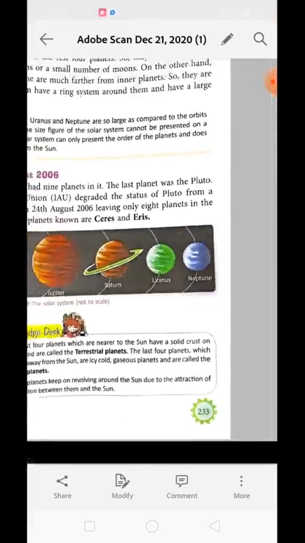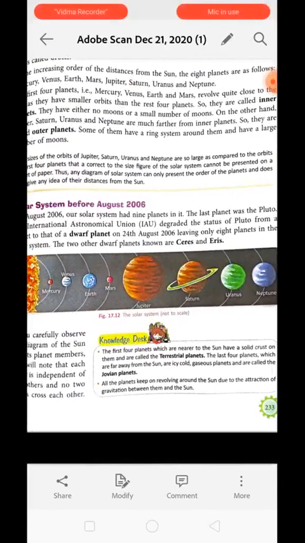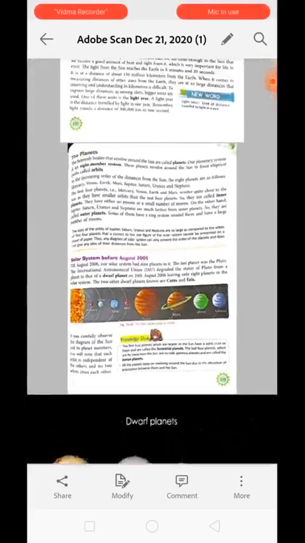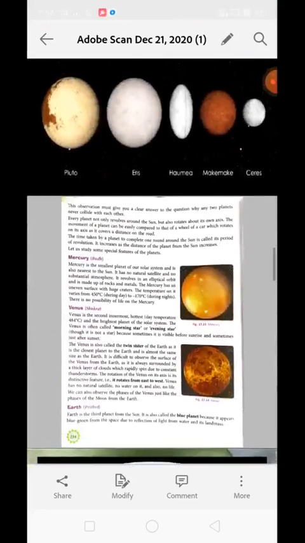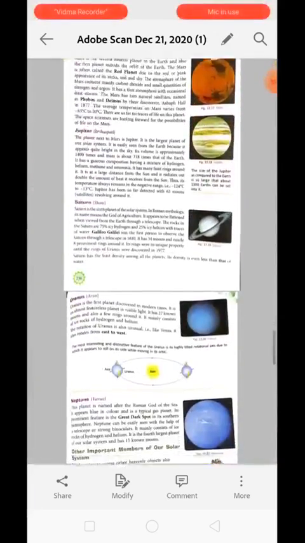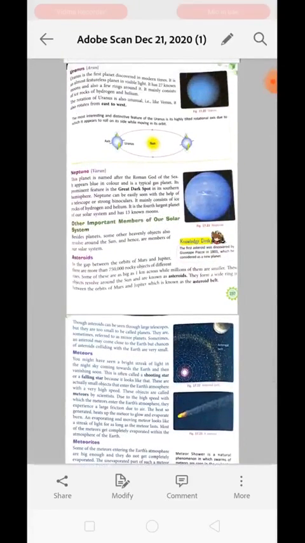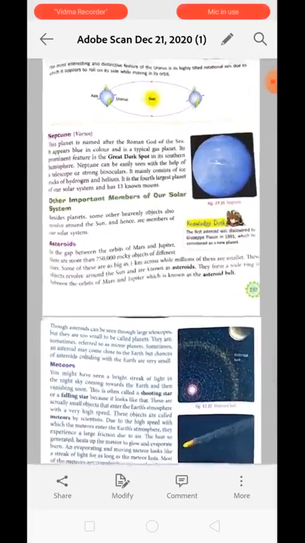You can see the size difference between the inner planets and the outer planets, or we can say terrestrial planets and Jovian planets. Terrestrial planets are all small in size, whereas Jovian planets are big in size. Understood, class? Now next are other important members of our solar system.